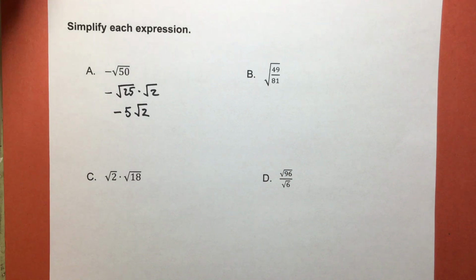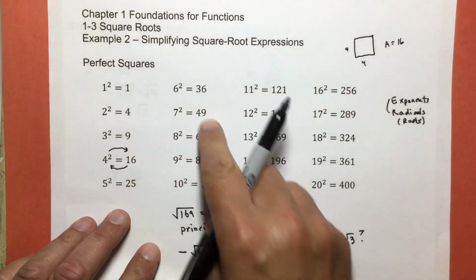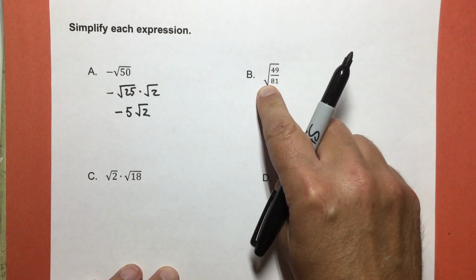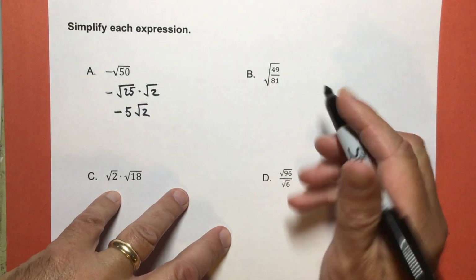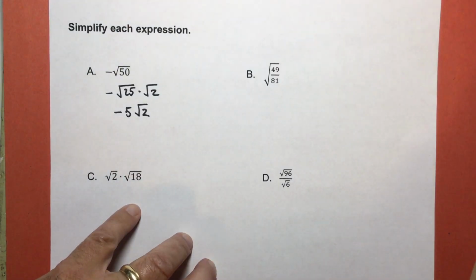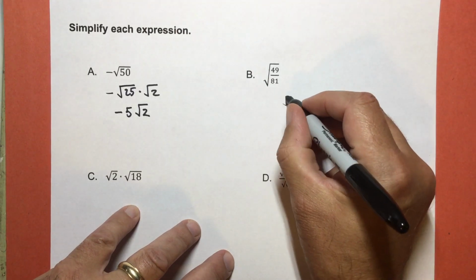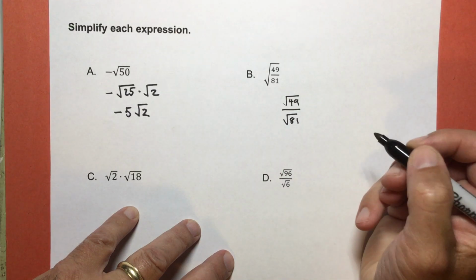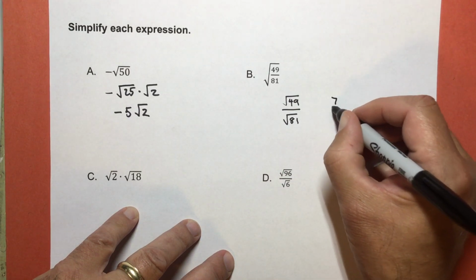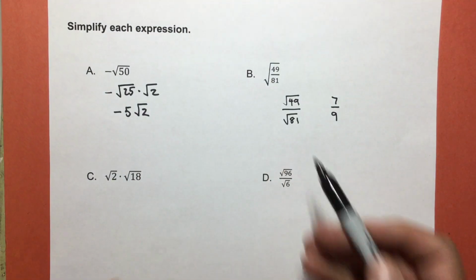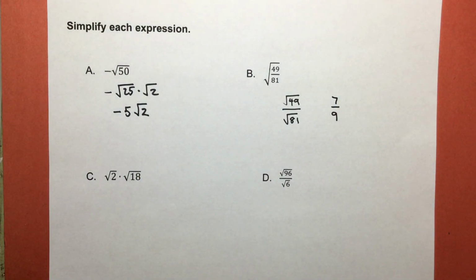And notice that, going back to this sheet again, 49 and 81 are both on there. So instead of dividing and taking the square root, which you could do on a calculator, this actually becomes, because of the quotient property, the square root of 49 divided by the square root of 81. And that equals 7/9.